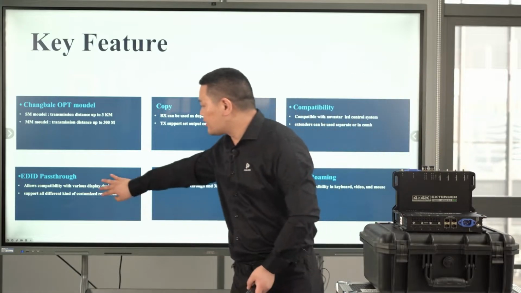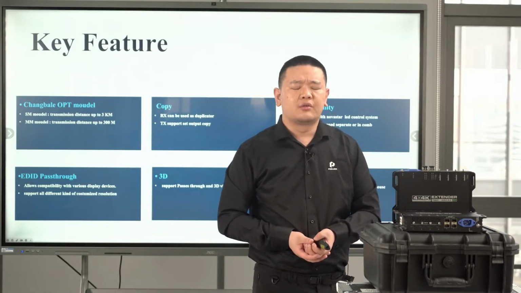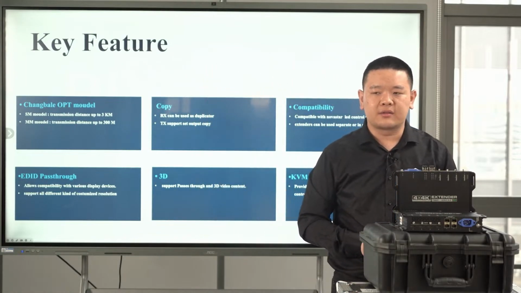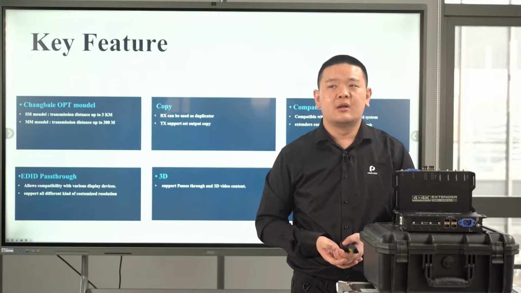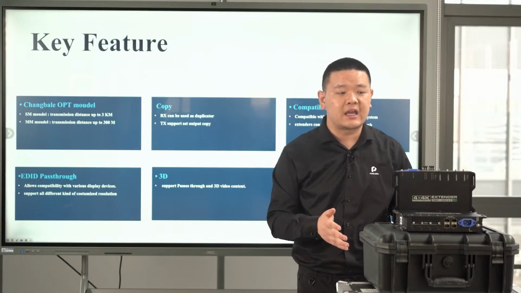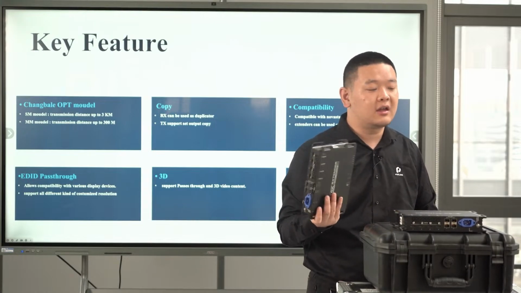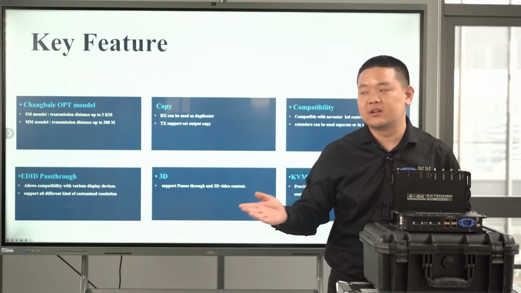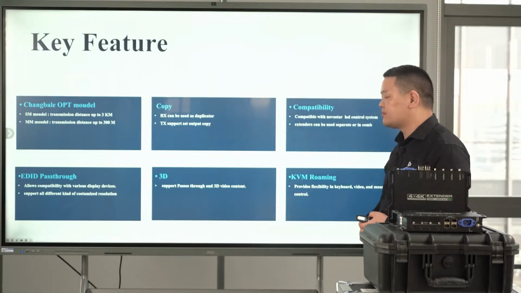And then the fourth part is the EDID pass-through function. Regularly, some extenders only support standard resolution transmission. But sometimes we want to do customized transmission, for example 8K by 1K. So this product can do things like this. And also it supports 3D transmission. Then the last one is the KVM roaming function.